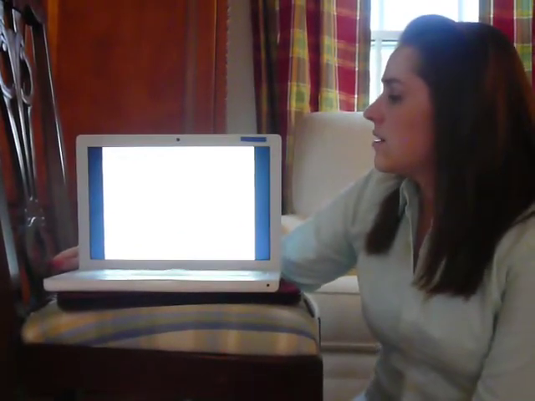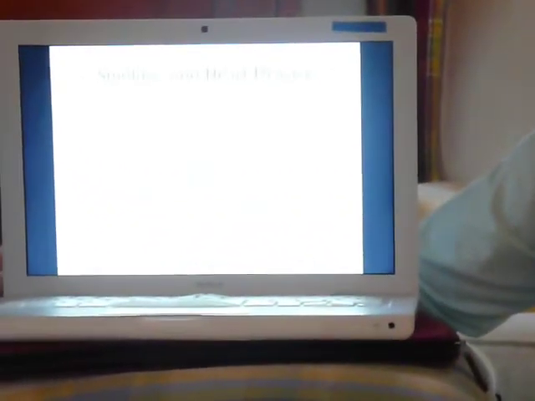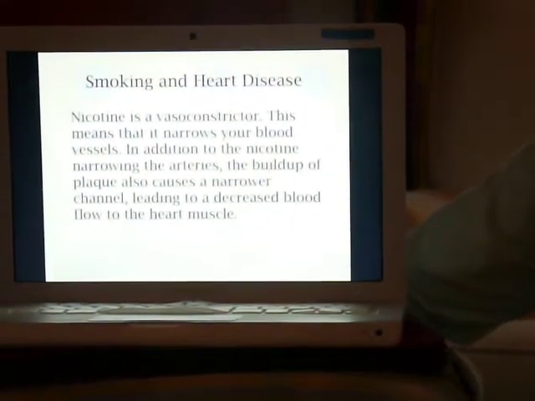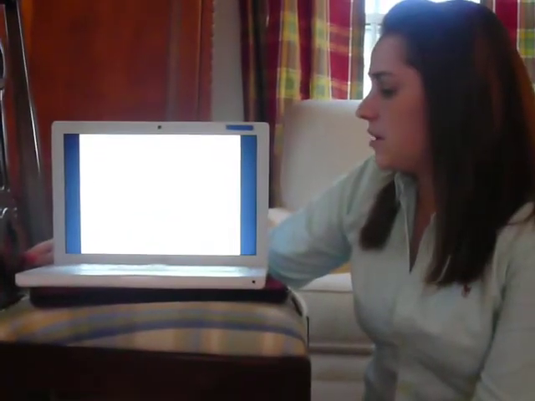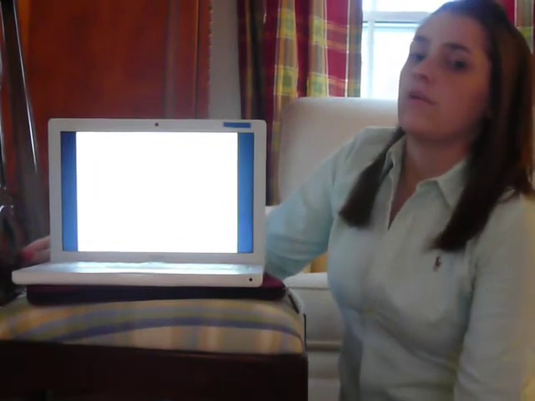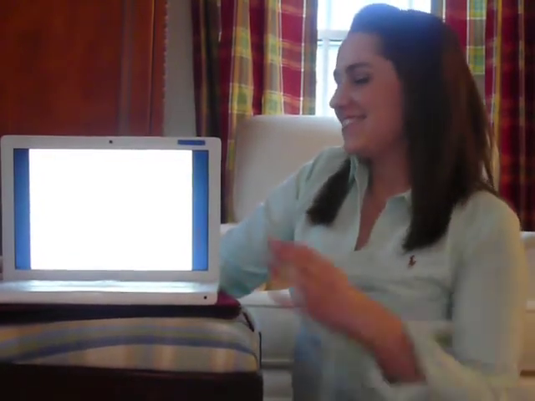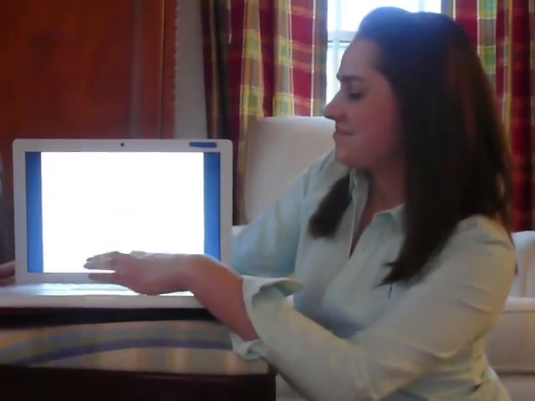Smoking and heart disease. Nicotine is a vasoconstrictor, meaning that it narrows your blood vessels once they're stimulated by it. In addition to the nicotine narrowing the arteries, the buildup of plaque also causes a narrower channel, leading to decreased blood flow to the heart muscle. So when you're a smoker, in addition to eating, let's say, gravy or other types of fatty foods, it's important to decrease that so you have less chance and risk factor for developing heart disease.